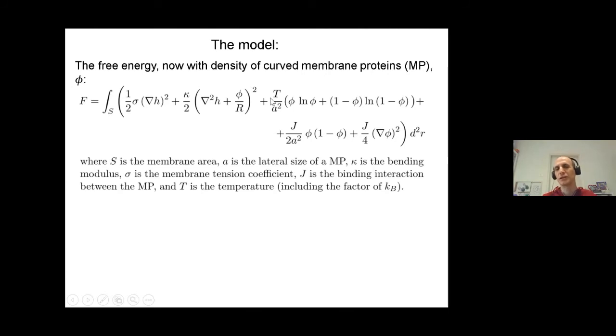And in addition, you have to have the entropy part, which comes from having a gas of these proteins on the membrane. That's an entropy, and that's shown by the fact that it depends on the temperature. A is just the typical lateral size of such a protein on the membrane. And in addition, you have interaction between these proteins. They could be slightly attractive to each other, so they have the tendency to aggregate, or not, depending on the size of this parameter J.